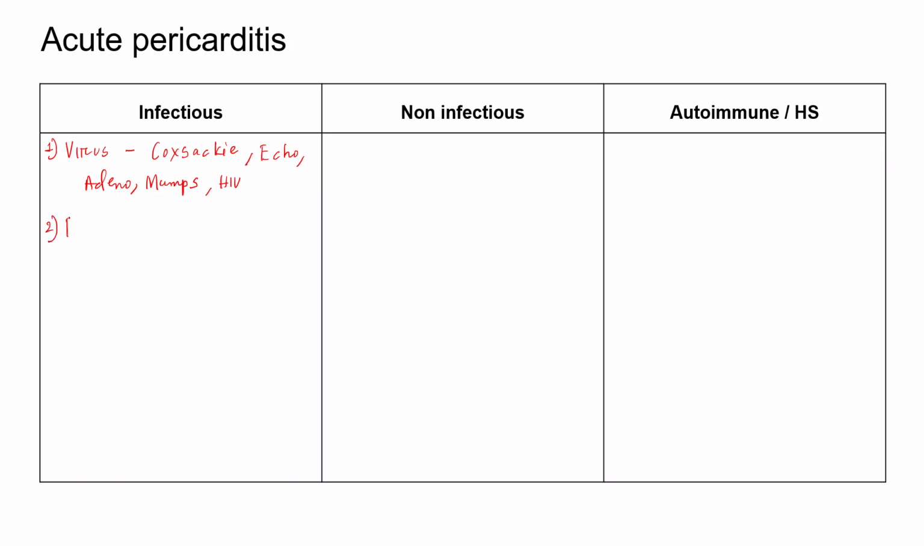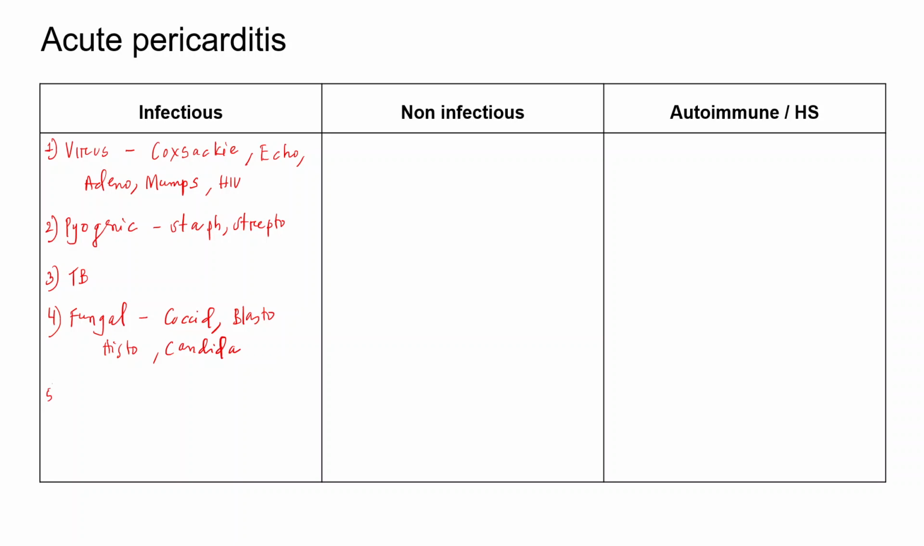The second group is the pyogenic group. Pyogenic causes include staph and strepto. TB can also cause acute pericarditis. Then fungal infections like coccidioidomycosis, blastomycosis, histoplasma, and candida.